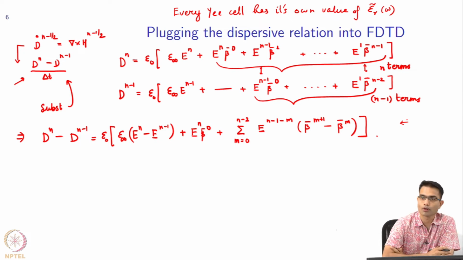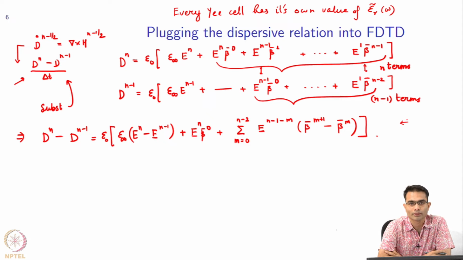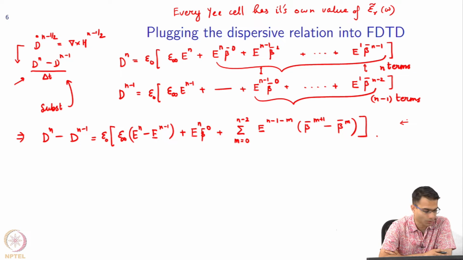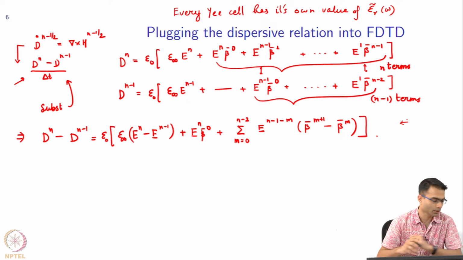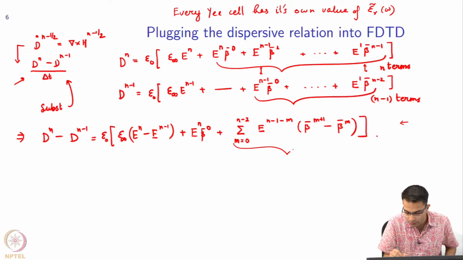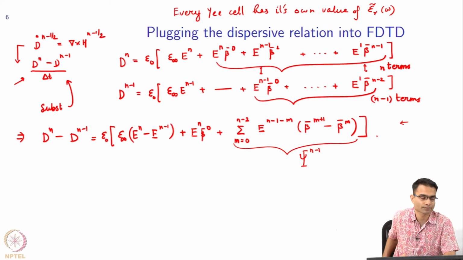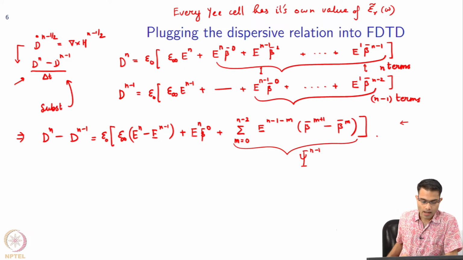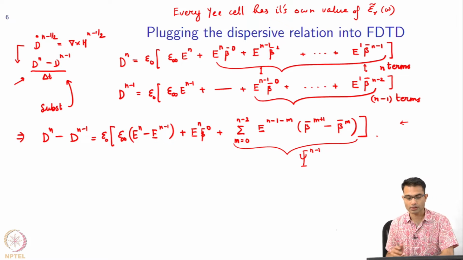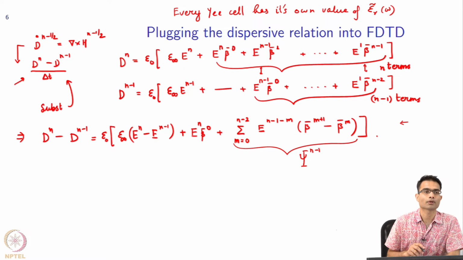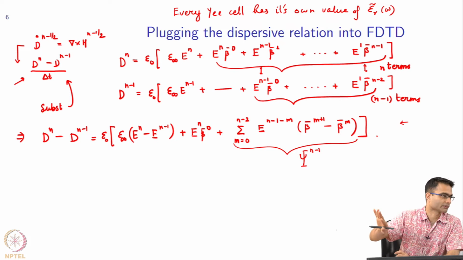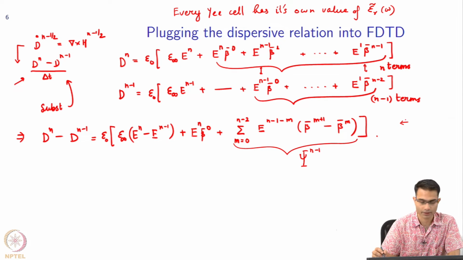What follows now is a little bit of algebra only. Now, to make this whole math a little bit easier, I am going to define a new auxiliary variable. This entire summation over here that you see, I am going to call it by a new variable phi n minus 1 just for convenience. And then, in an update equation, what do I want? I want a relation for E n in terms of everything else. That has been the philosophy of FDTD, right.